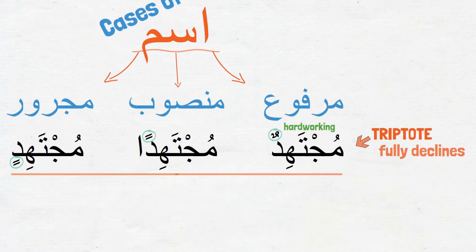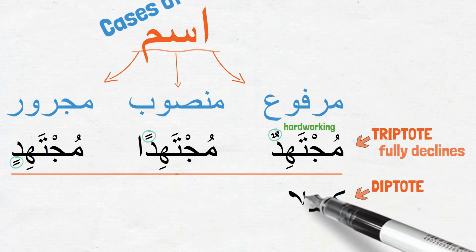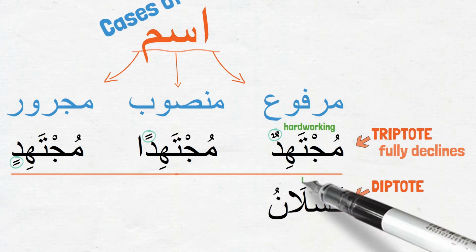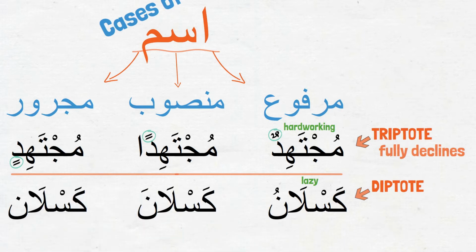But there is another smaller subcategory of ism called DIPTOTE. As an example, let's take the ism kaslanu, which means lazy. In marfu' case, it is kaslanu. In mansub, it is kaslana. And in majroor case, it is still kaslana.